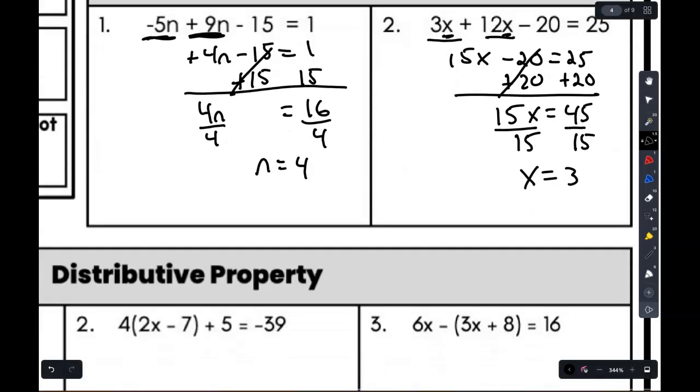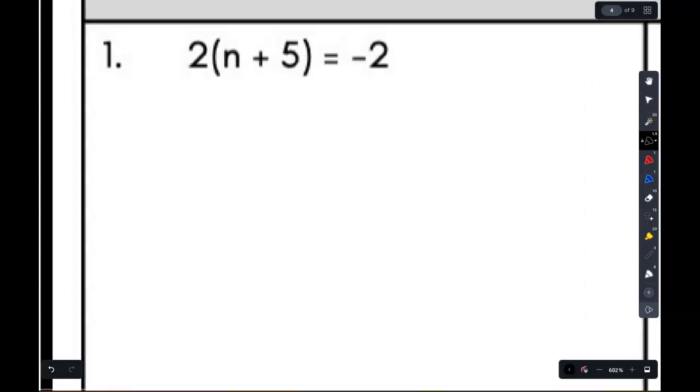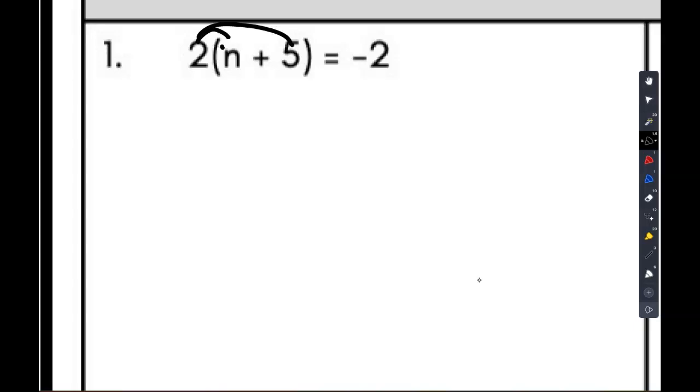All right, let's take a look at a few more. Now, these have distributive property. And I'm going to zoom in well here. First thing I want to do is distribute this 2 times this coefficient of 1, and then 2 times 5. 2 times 1 is 2n, and 2 times 5 is 10, equal to negative 2.